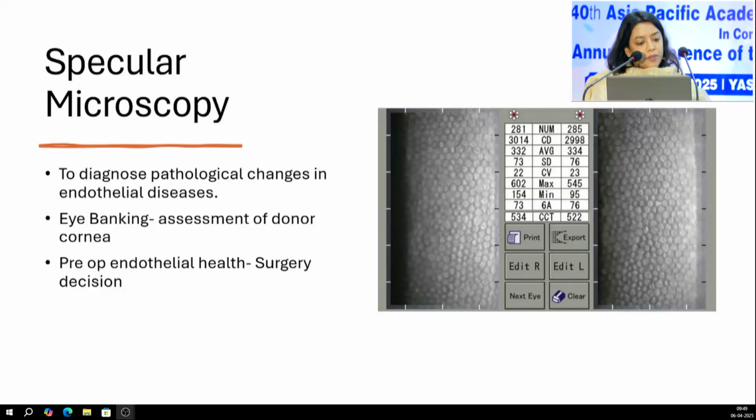Specular microscopy is basically used to diagnose pathological changes in endothelial disease. It is used in eye banking for assessment of donor cornea and for pre-op endothelial health survey. This is a normal specular microscope image. We have to see basically the cell density, which should be more than the age-appropriate number, more than 2500 for a young person, the 6A hexagonality, which should be more than 50%, and the coefficient of variation, which should be less than 33%.